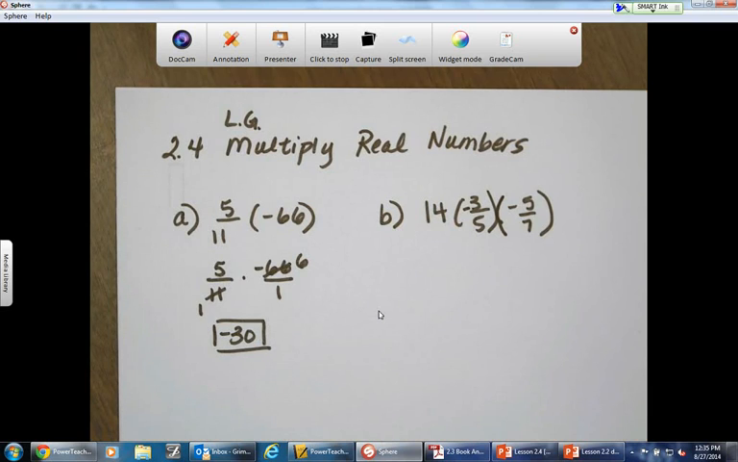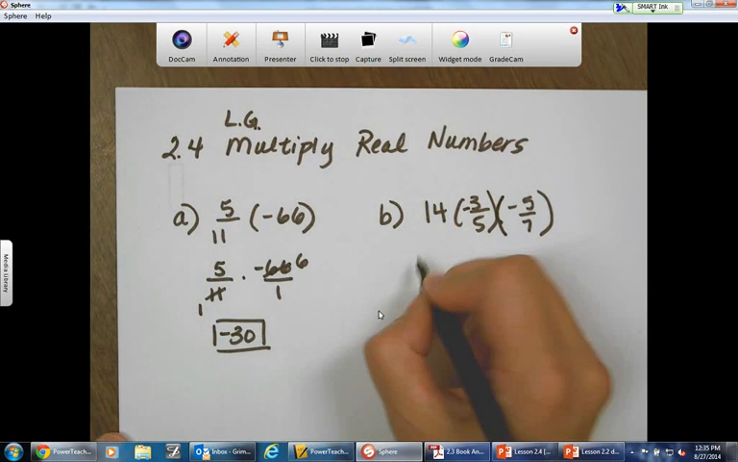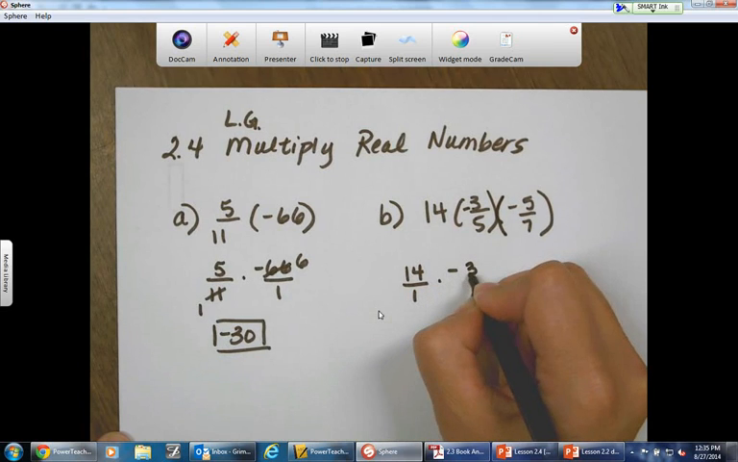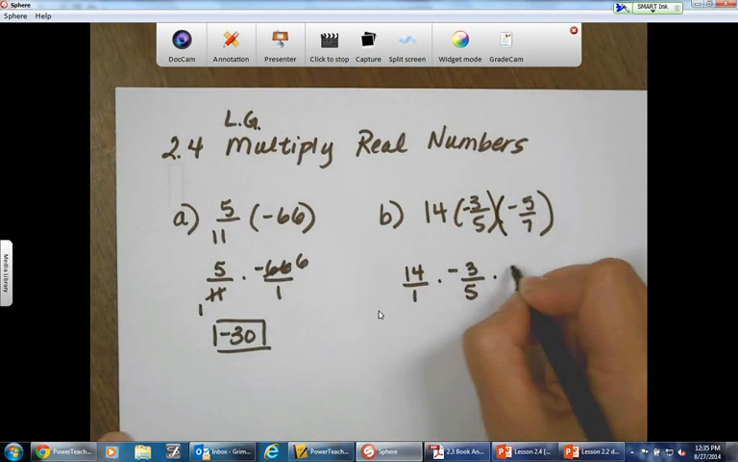I don't put negative 30 over 1. I mean, that's what it is. Every number is over 1, but the simplified answer is just negative 30. Okay? All right, then if I have 3 of them, I can do this the exact same way. So I'm going to say 14, I'm going to go ahead and put it over 1 here, times negative 3 over 5 times negative 5 over 7.